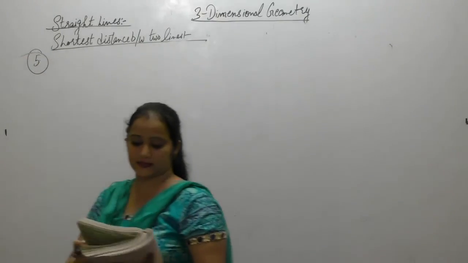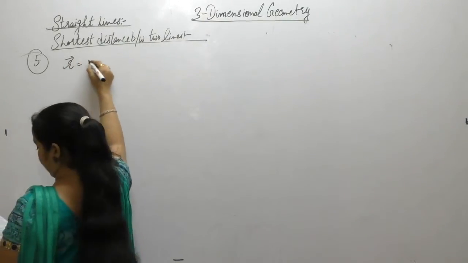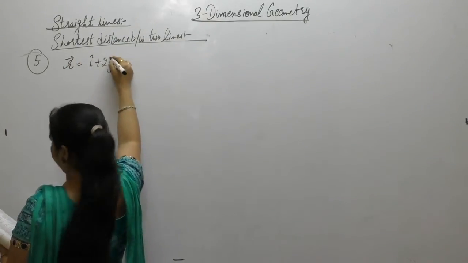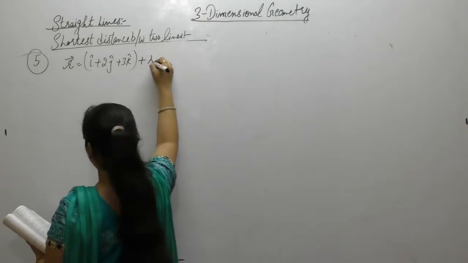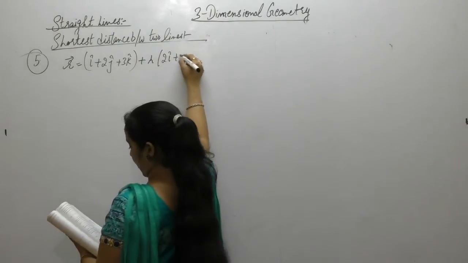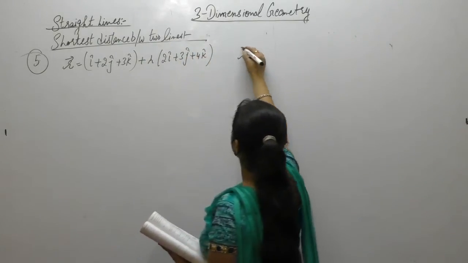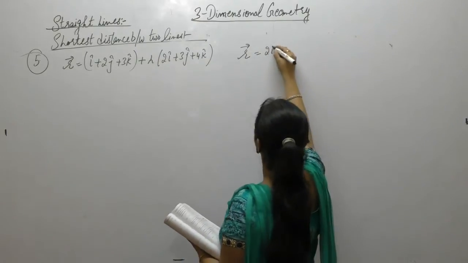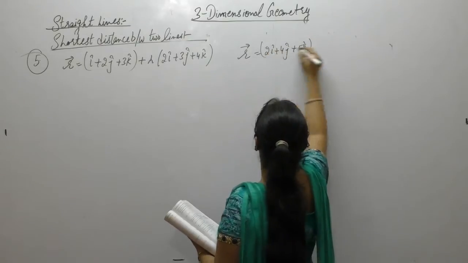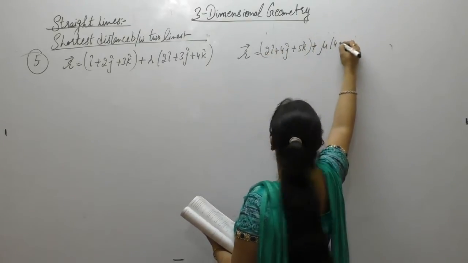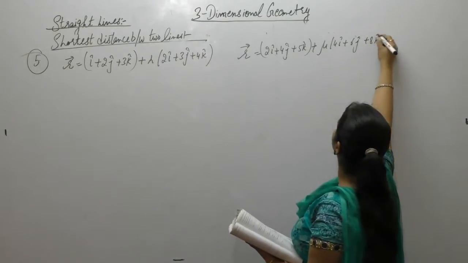Find the shortest distance between the lines whose vector equations are: r vector is i plus 2j plus 3k plus lambda into 2i plus 3j plus 4k. The second equation is r vector is 2i plus 4j plus 5k plus mu into 4i plus 6j plus 8k.